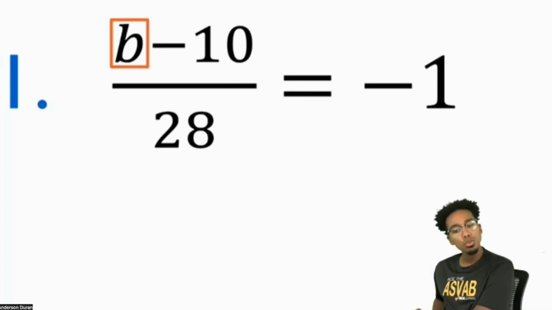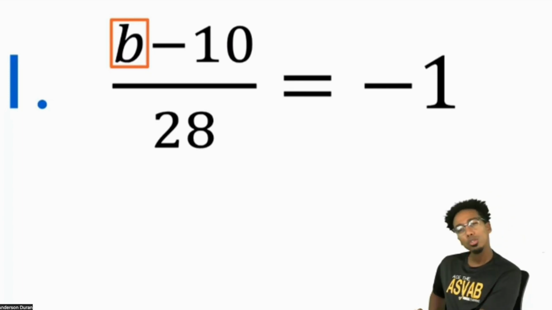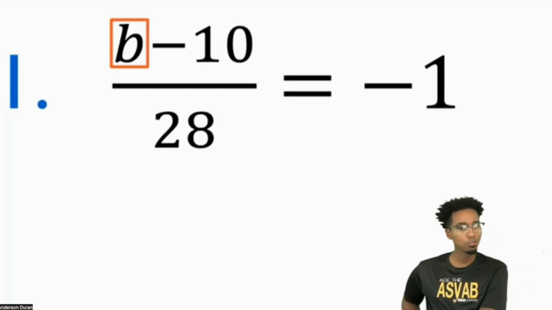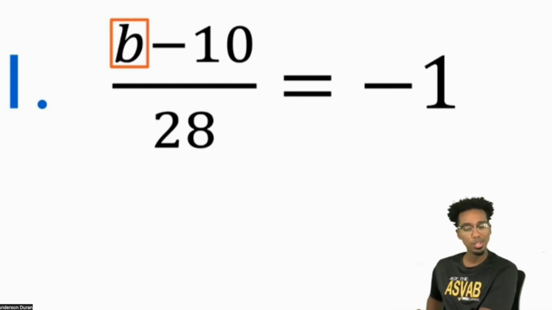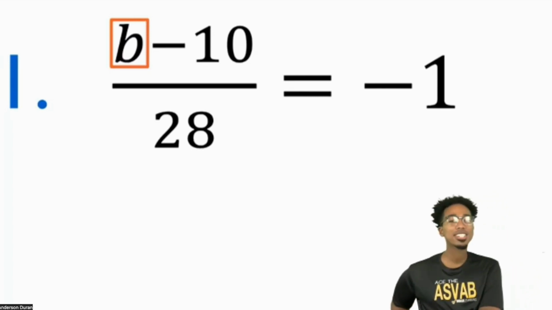If you knew what b was, would you subtract 10 first? Would you divide by the 28 first? Which would you do first? Do you apply the 10 first or do you divide by the 28? Which one would happen first? And I see why everybody here is confused, because again, as long as you understand your order of operations, this won't be that big of a deal.